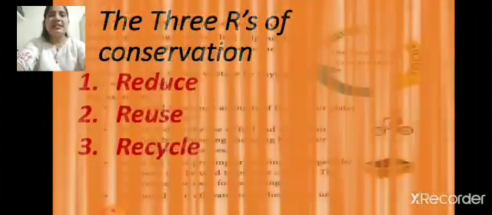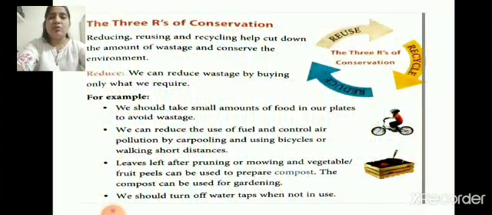Now, children, if you see this slide, it is in your book also. If you have your book, take out chapter 4, so you will understand it properly. The 3 R's of conservation, reducing, reusing, and recycling, help cut down the amount of wastage and conserve the environment. See, children, conservation means saving our environment by reducing, reusing, and recycling. So it cuts down the amount of wastage and conserves the environment.